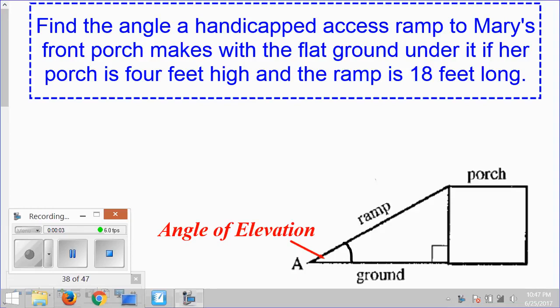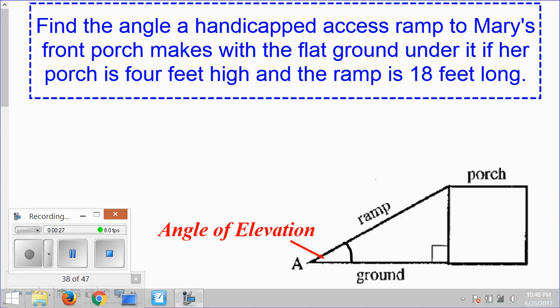Okay, in this lesson we're going to discuss how we would use the trig ratios to find angle measures. We already used them to find side lengths, now we're going to find angle measures. So let's take a look at this example problem. It says find the angle a handicapped access ramp to Mary's front porch makes with the flat ground under it if her porch is 4 feet high and the ramp is 18 feet long.